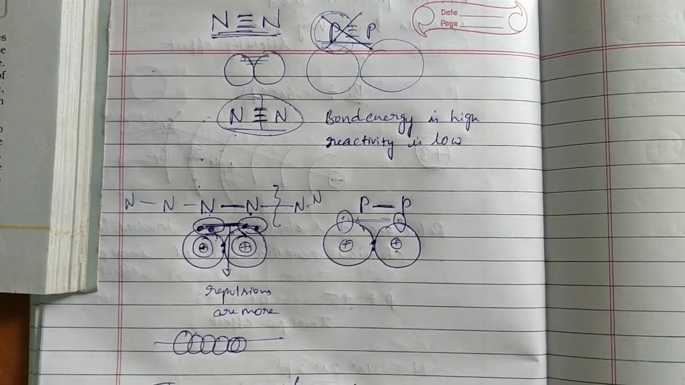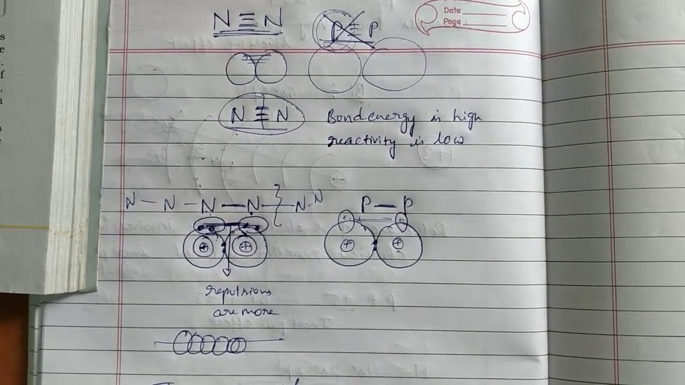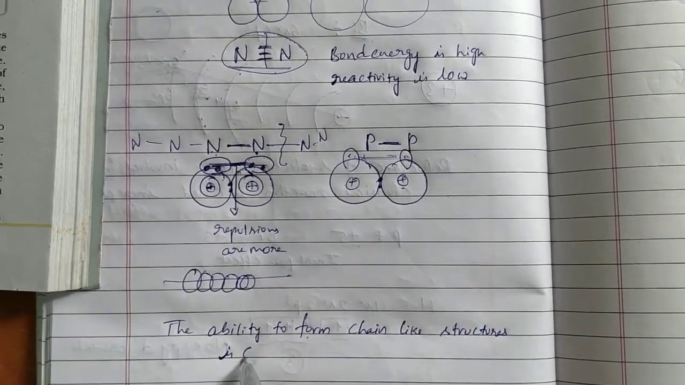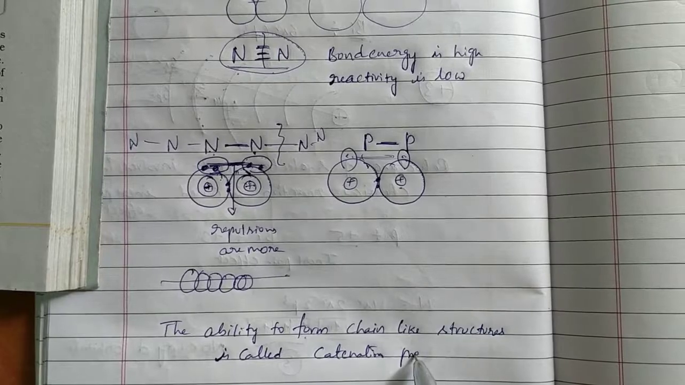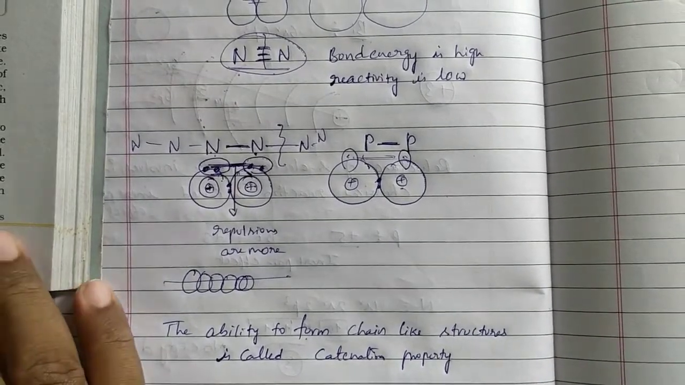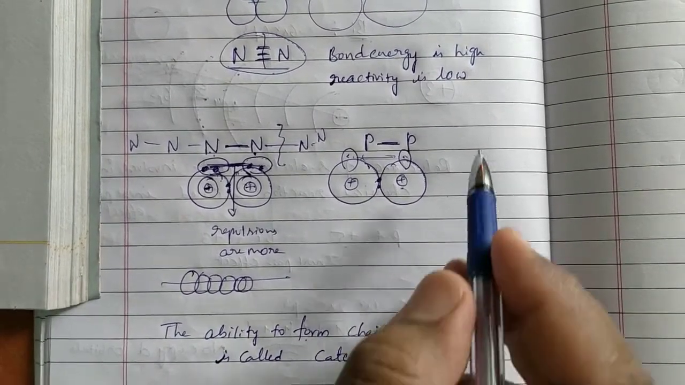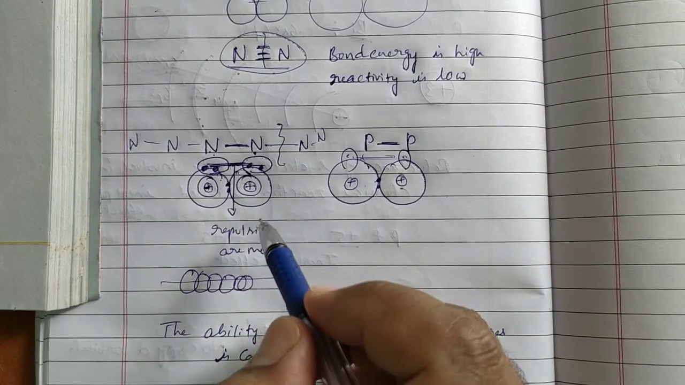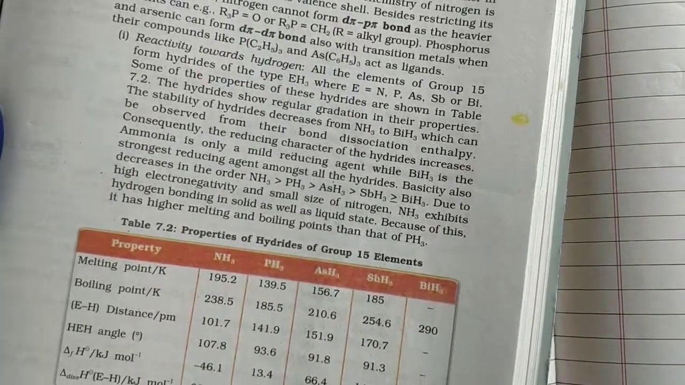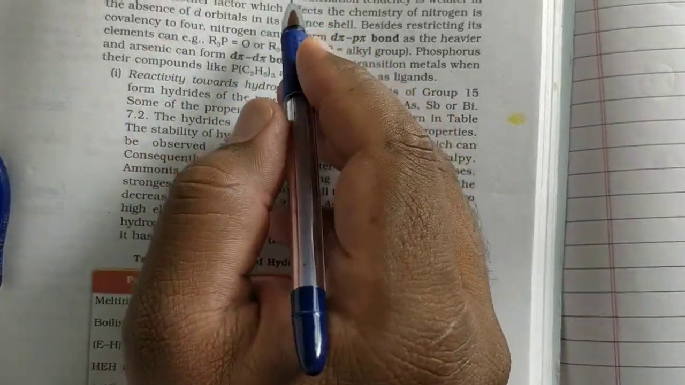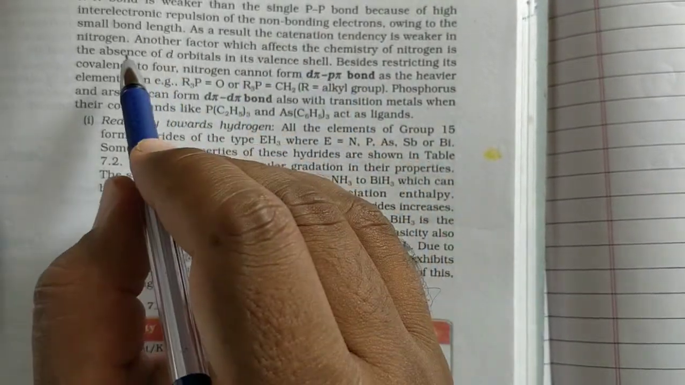The ability to form chain-like structures is called the catenation property. When the bond strength is high, the catenation property is high. So phosphorus has the catenation property. Nitrogen cannot show the catenation property because the nitrogen single bond nitrogen is a weak bond. The N single bond N is weaker than the single P-P bond because of high interelectronic repulsions. As a result, the catenation tendency is weaker in nitrogen.